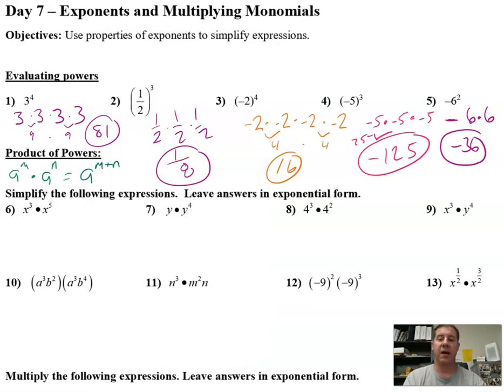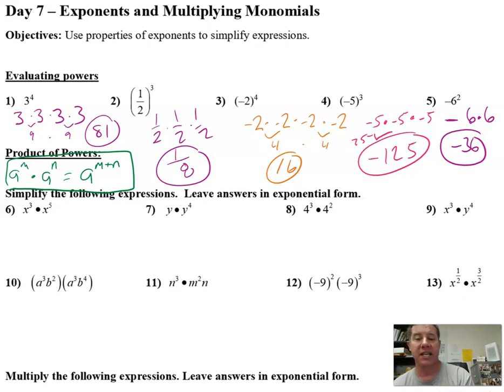All right, next we come to our product of powers property, which says if you have a base and an exponent and you multiply by another same base with a different exponent, a to the m times a to the n, you can go ahead and add those exponents. And your new answer would be a to the m plus n. The base is always going to stay the same, and I'm just going to add exponents.